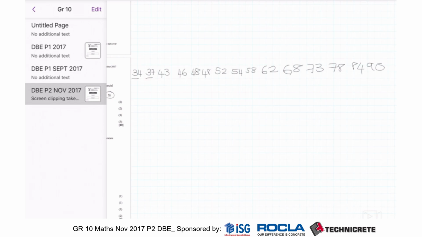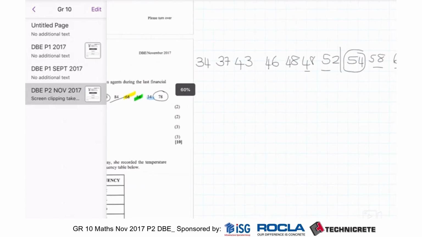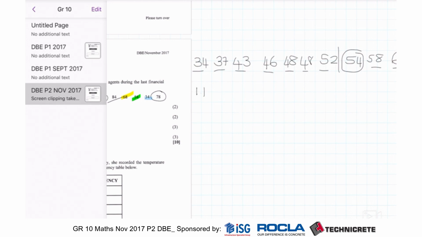So 1, 2, 3, 4, 5, 6, 7. This should be it. Let's double check ourselves. 1, 2, 3, 4, 5, 6, 7. So this is 1.1. The median is equal to 54.